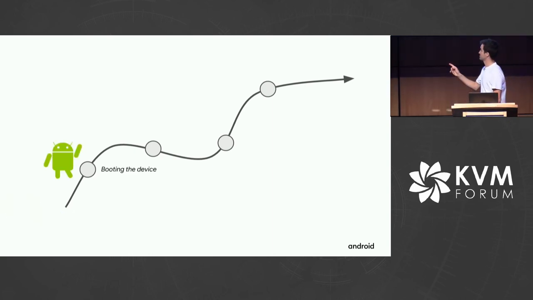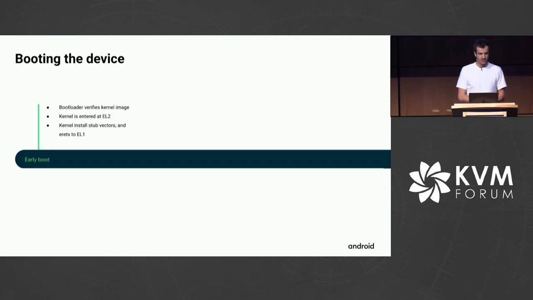The first thing that our user will do is simply power the device on and boot it. The PKVM story, I would say, starts pretty early when we boot the device. We have the expectation that the bootloader will be responsible for checking, using signature checking and all of the industry standard things, that the boot image loaded in the device is effectively the one that the vendor intended to load. The kernel must be entered by the bootloader at EL2. That's a requirement for KVM on ARM in general, not just PKVM.